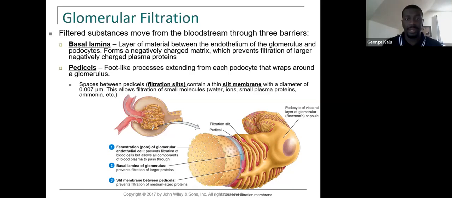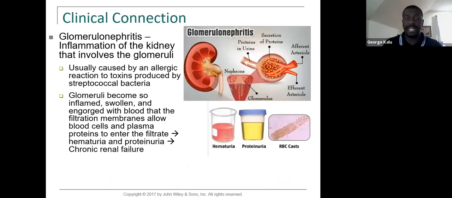If the glomerulus becomes inflamed, that can lead to a condition called glomerulonephritis. It is usually caused by an allergic reaction to a streptococcal bacteria, one of the family of bacteria that cause strep throat. The glomeruli become really inflamed and swollen, so full of blood and under such high pressure that they start to push blood cells and plasma proteins out of the glomerulus and into your urine when they shouldn't be there.